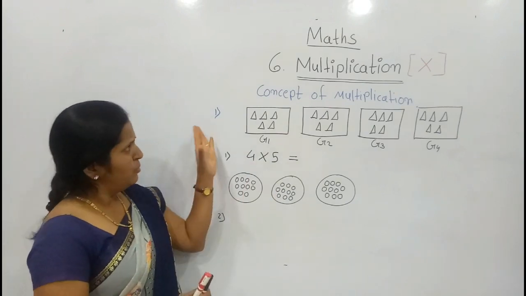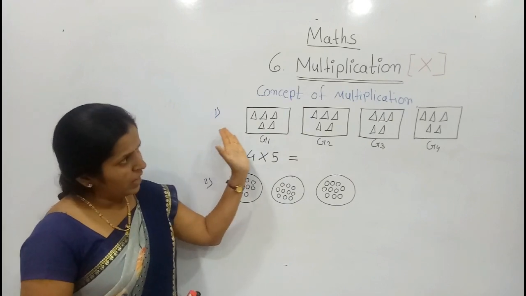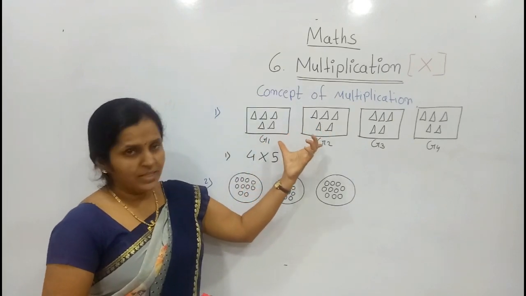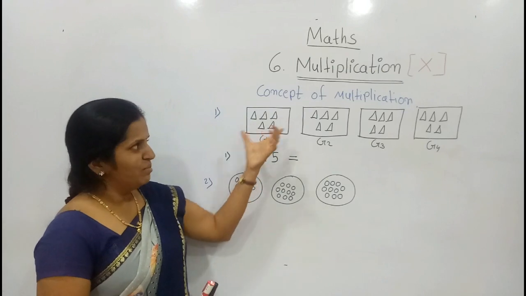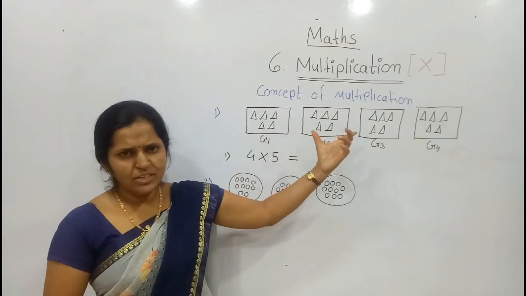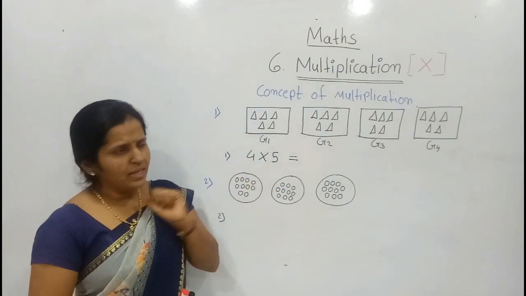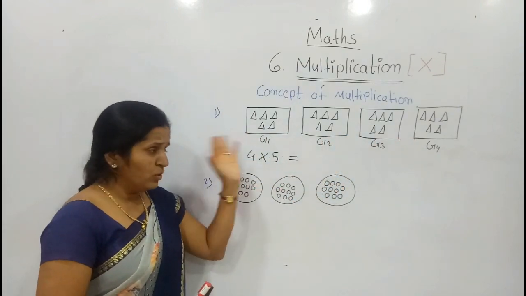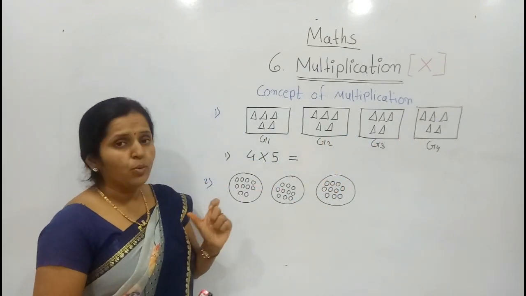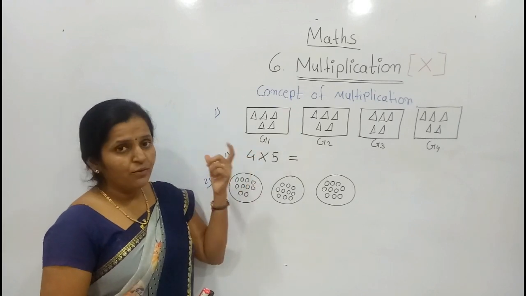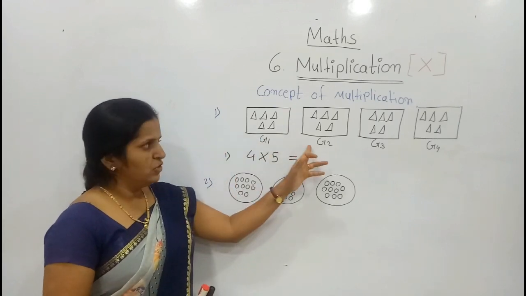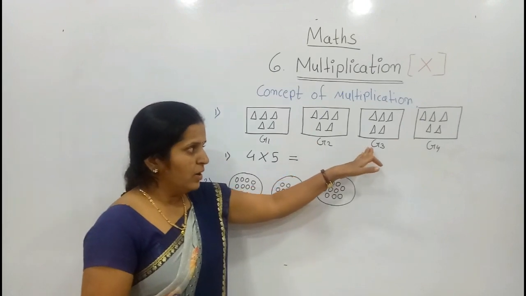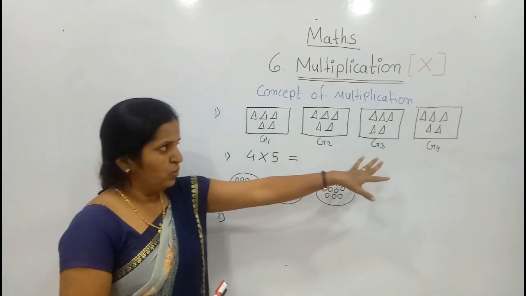Which are those rules? Suppose the first example. I have drawn 4 squares here. Some are rectangles, but we say that these are the squares. How many squares are there? 1, 2, 3, 4. For those squares we will use one word: group. Means how many groups are there? 4. G1 group 1, G2 group 2, third group, and that is the fourth group.